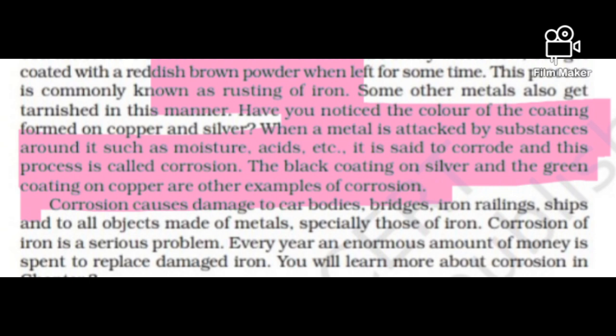Also, we can observe some copper utensils or copper products with a green covering over it, or a black covering over the silver products. These are all the examples of corrosion. You should be thorough with the color and the metal that are linked. Okay, the copper, when corroded, the layer is green. Silver, when corroded, the layer is black. Iron, when corroded, the layer is reddish brown.